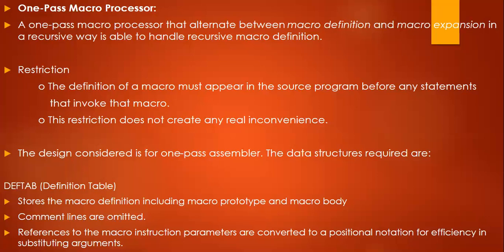Exactly. We have one more table called the argument table. Whenever we find these kinds of arguments in the macro definition, according to their positional notation we store them. While expanding, we retrieve these arguments from the argument table and substitute them for the expansion. It increases the efficiency. So that is the job of the definition table.